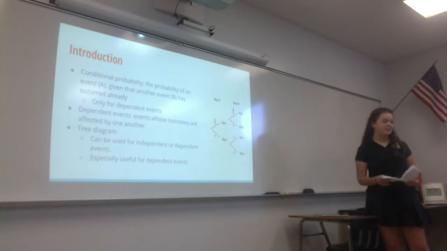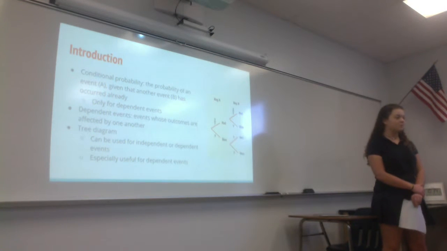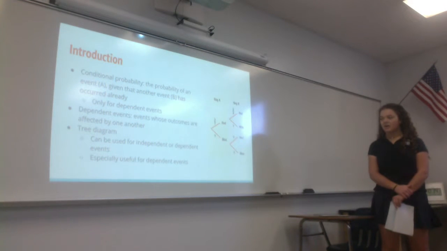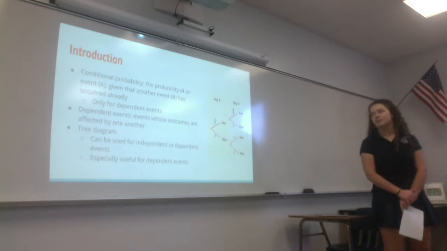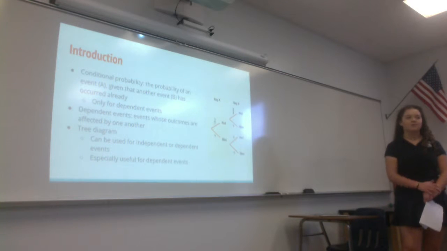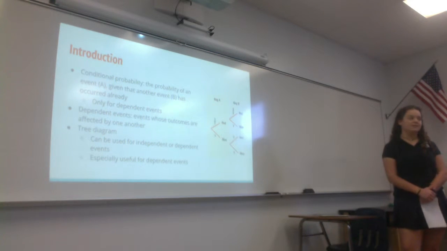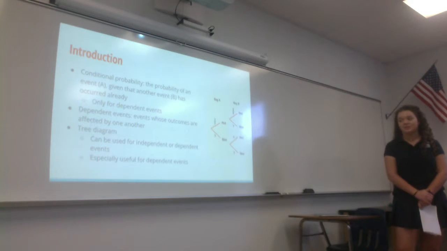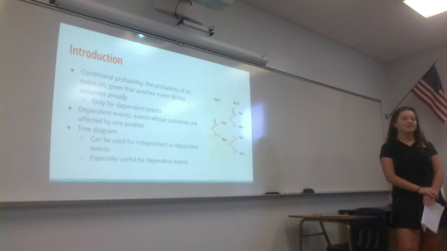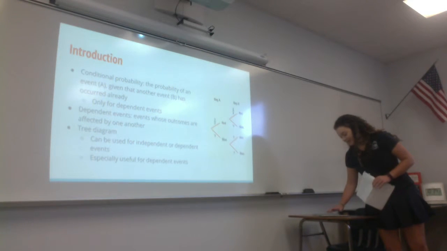There's also independent events, which doesn't really go with conditional probability, but independent events are those whose outcomes do not affect one another. And then of course, what's a tree diagram? Here's an example right here. It's a really great visual way if this is hard for you to grasp. Like for me, it's a really great, easy visual tool to use. It actually can be used for independent or dependent events. However, it doesn't really make sense to use it for independent events, but you can if you want to.